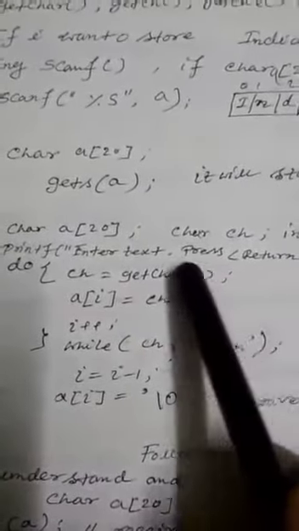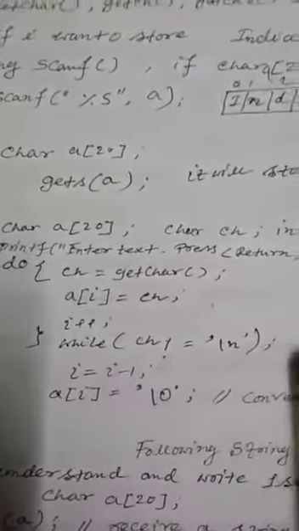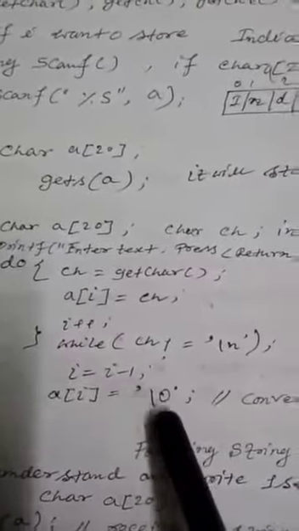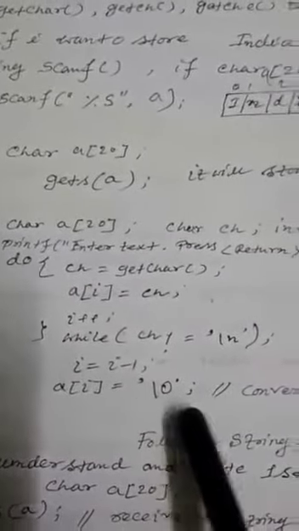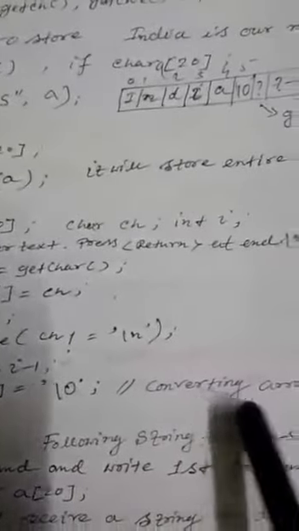I hope the concept is clear. You have to take characters by these functions, and forcefully inject the null value at the last to convert the character array into a string.